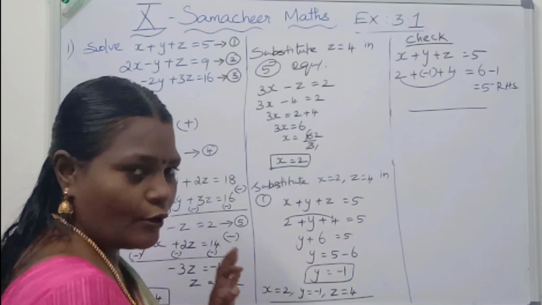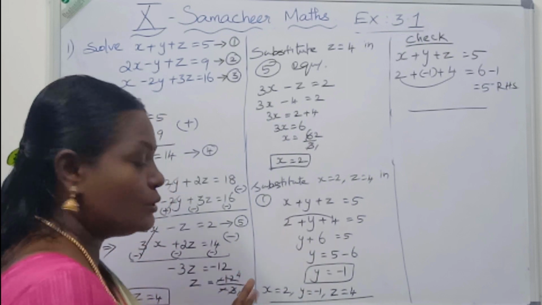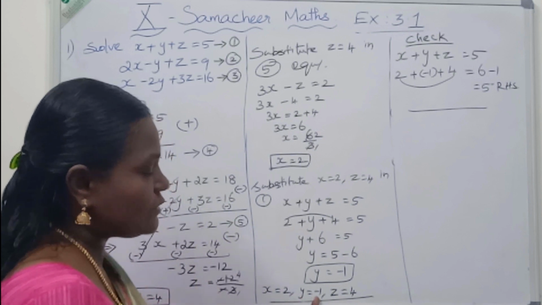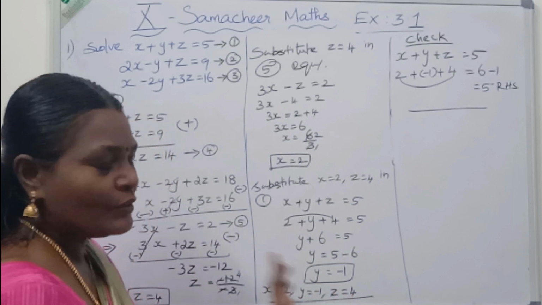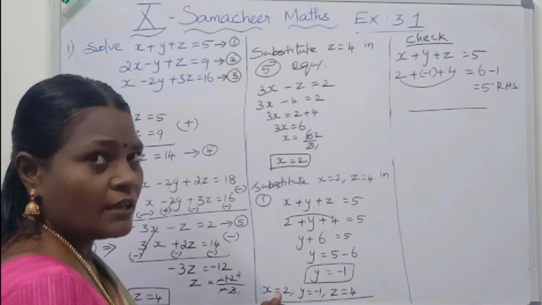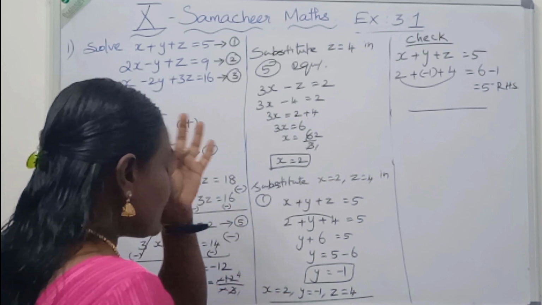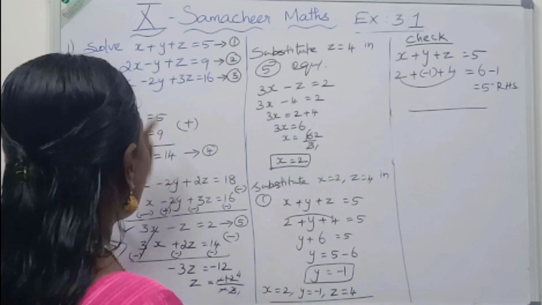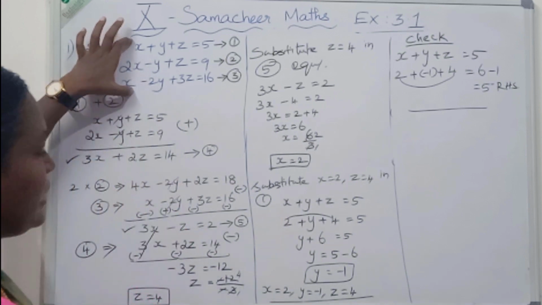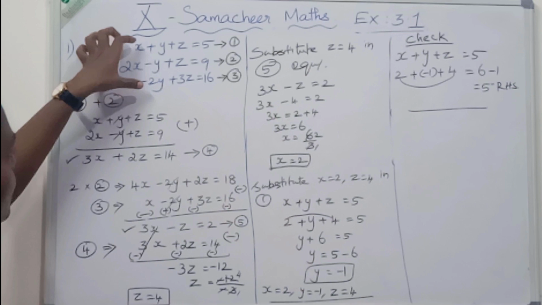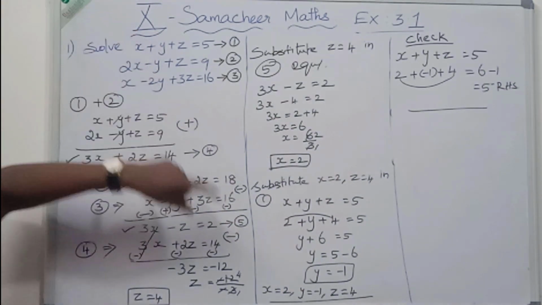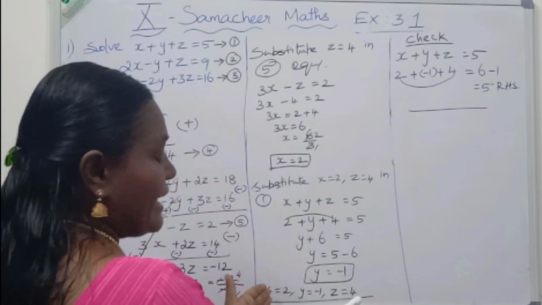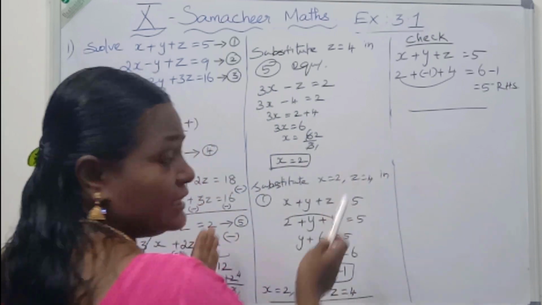So now we have found the values of the given three variables x, y and z. x equal to 2, y equal to minus 1 and z equal to 4. Now we have found it. After that, we can check whether what we have found is correct or not. For that, you have to take any one of the given three equations and substitute the values in the left hand side. Then if you get the right hand side value, our answer will be correct. Like that you can check it.